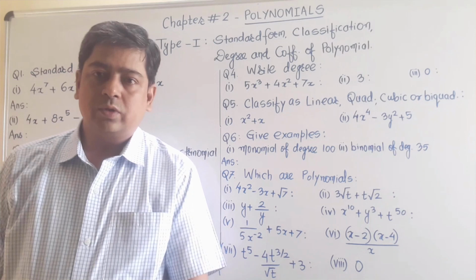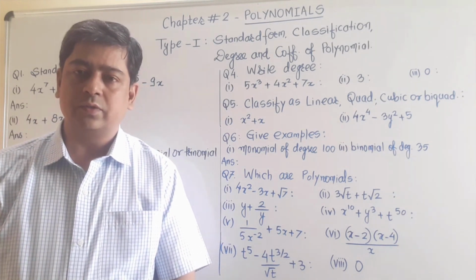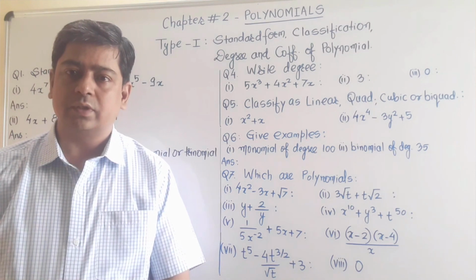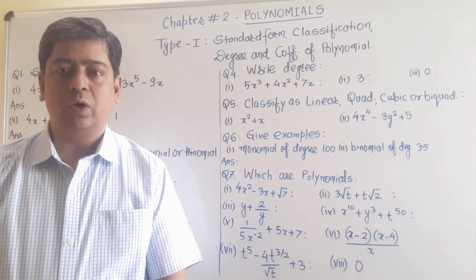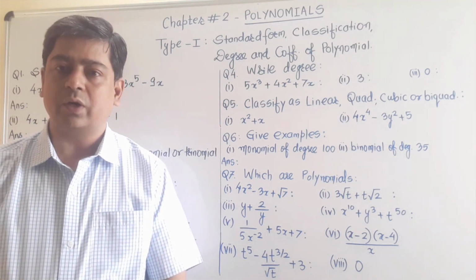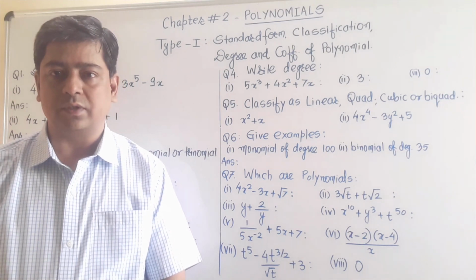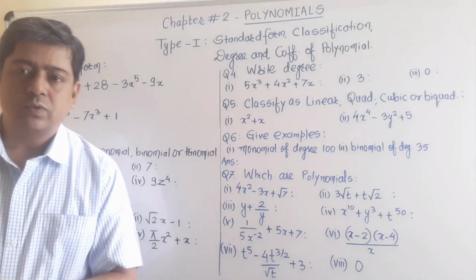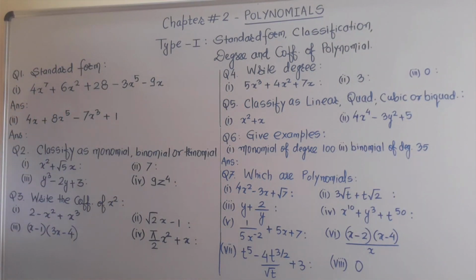Hello students, now we are starting the questions of type number 1. Already we have covered the definitions in the presentation. Now based on those definitions, we are going to cover certain questions. As you can see, I have already written the questions. So first question, let us see what is given to us. In question number 1, they are saying find the standard form of the given polynomials.